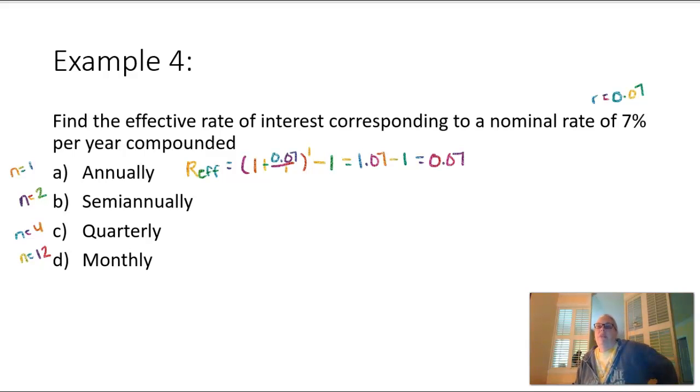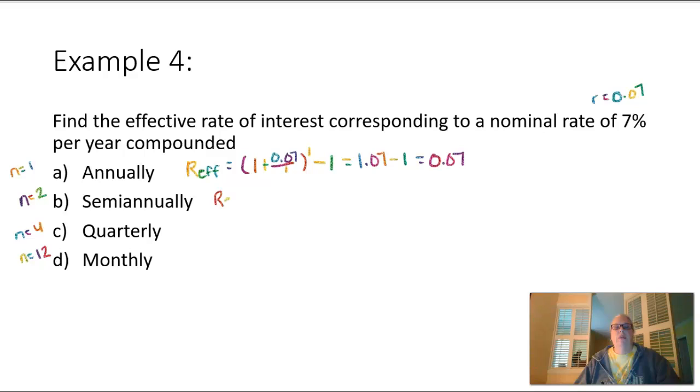So this really shouldn't be a surprise, because if your initial investment is $100, and you're getting 7% interest, but you're only getting it one time a year, then your annual interest rate is going to be the same as your effective interest rate, because you're only getting interest once. So the effective interest rate really is only good for us when we are accruing interest more than one time a year. Okay, let's look at semi-annually.